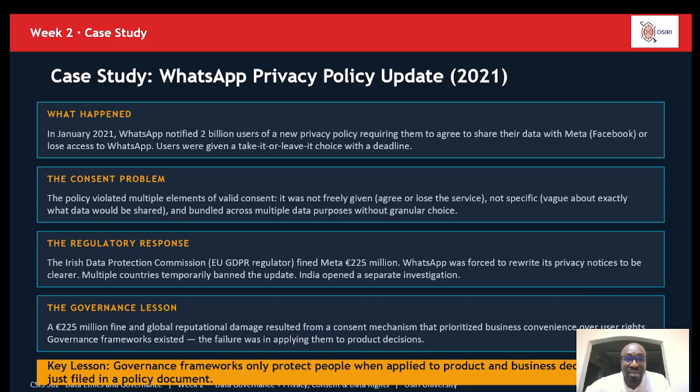Now we are going to look at a case study that has to do with WhatsApp. WhatsApp privacy policy. Now, what do we want to learn about this case study?